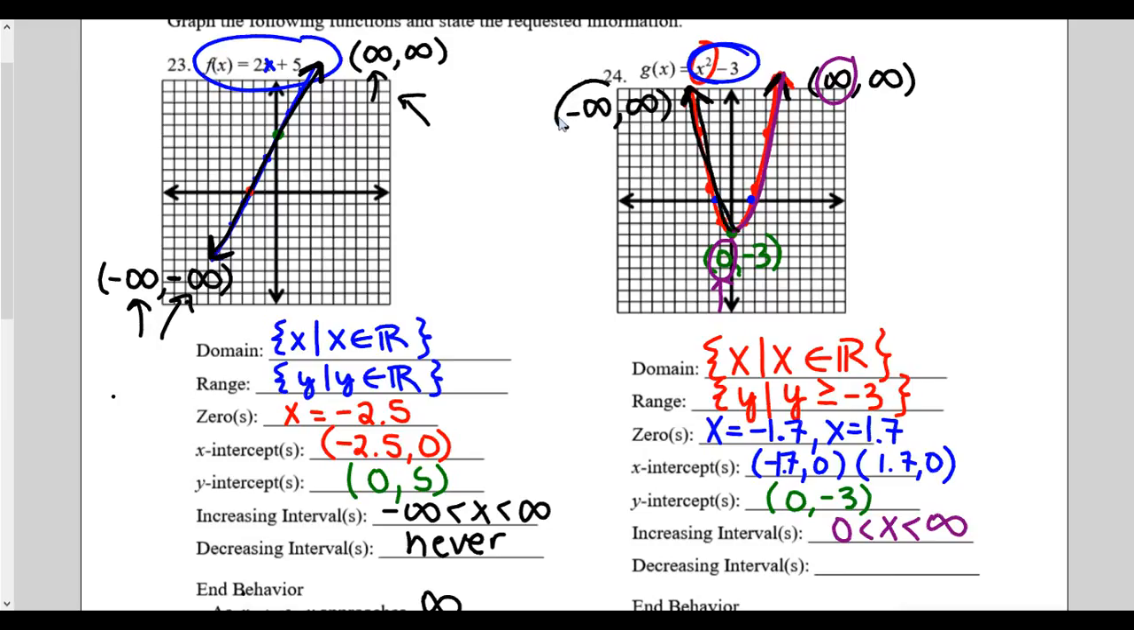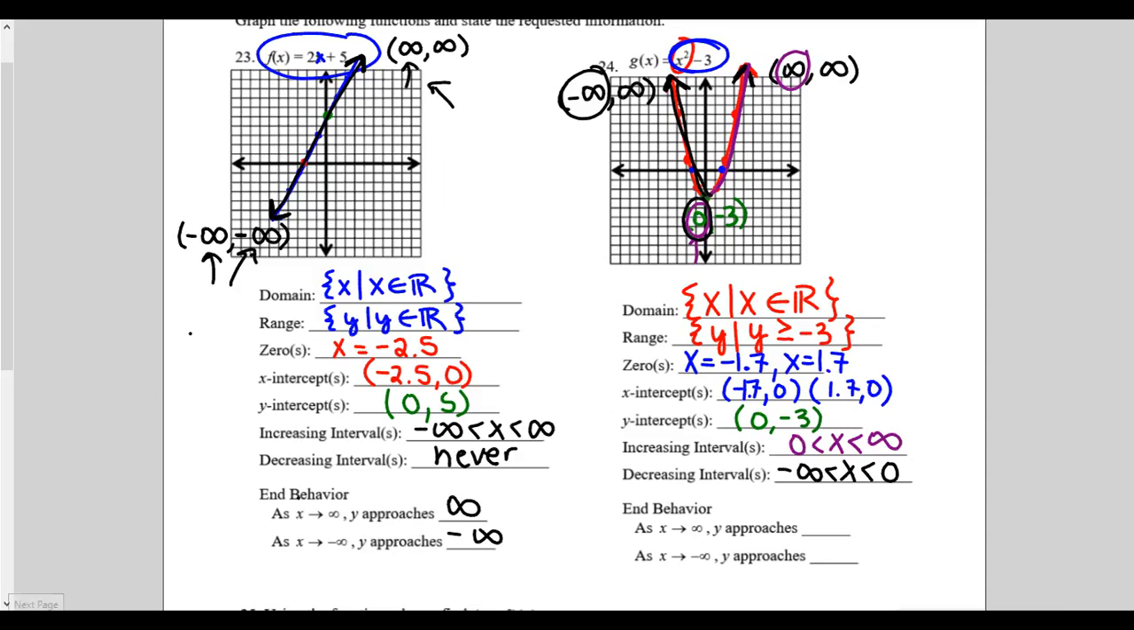That piece starts at negative infinity and goes until 0. So for that one, I'm going to write negative infinity is less than x, which is less than 0. All right, I also need the end behavior on there. Let me just shrink this down a little. That might make it easier. So I have my two arrows.